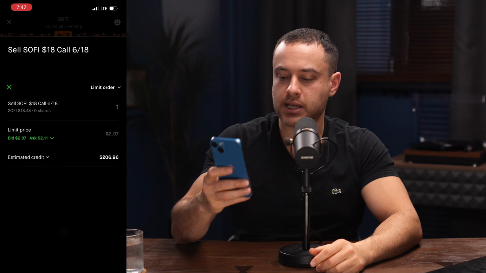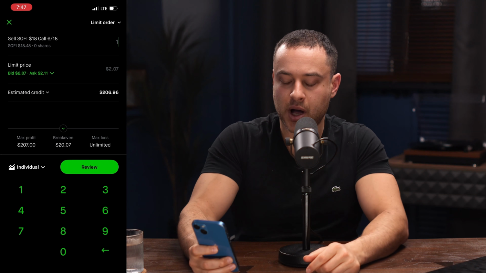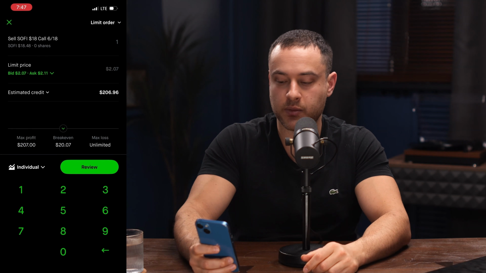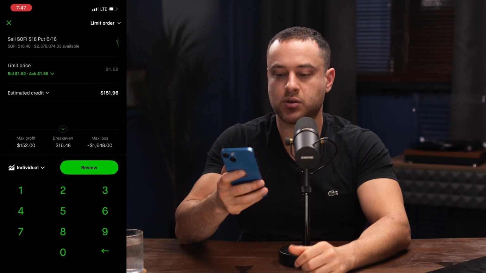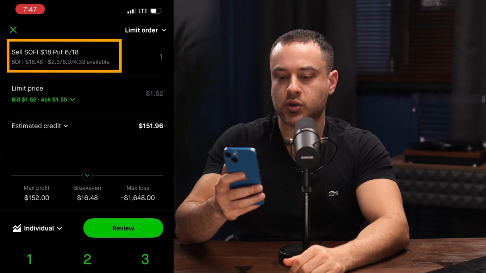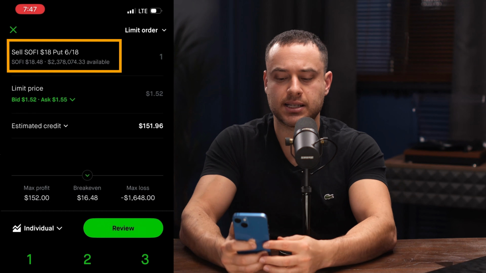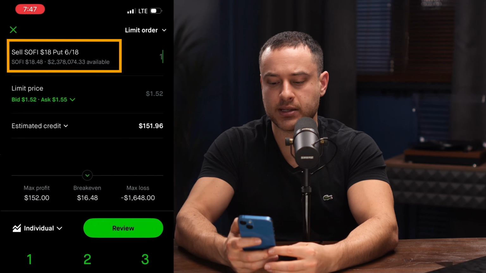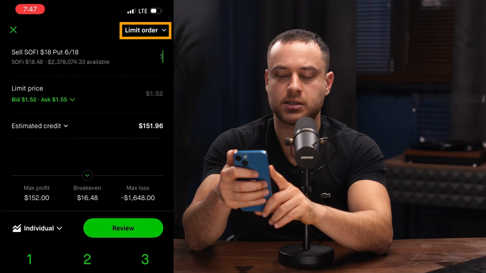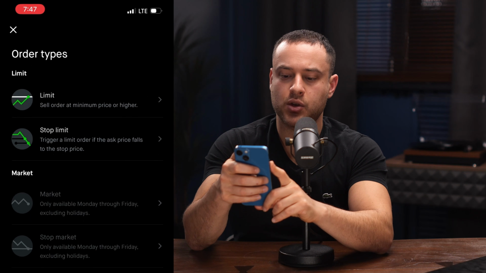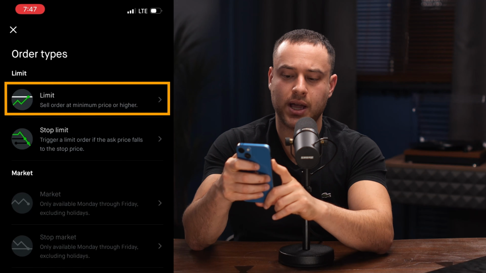So if I click here, sell, then a screen will pop up where you will see the full trade before you execute it. So when you click into trade option, you will see a screen that pops up and says sell SoFi $18 put 618. 618 is referring to June 18th. Now at the top right, there is a selection here. It says limit order, and you can actually create either a limit order or a stop limit.